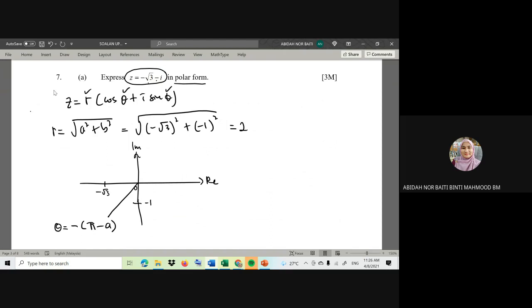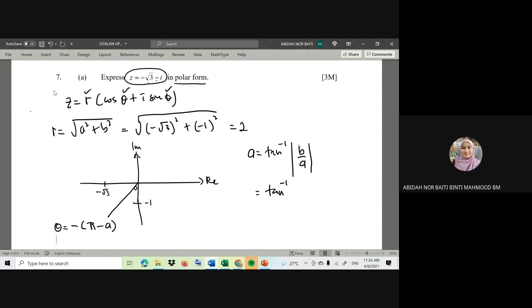Okay, itu formula yang kita akan guna nanti. Okay, now find A first. So A equals to shift tangent, apa? B over A kan? The formula is B over A. Then we use this formula lah.